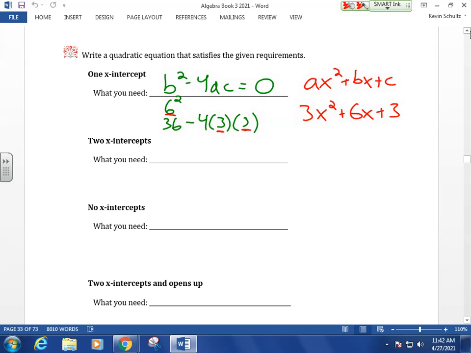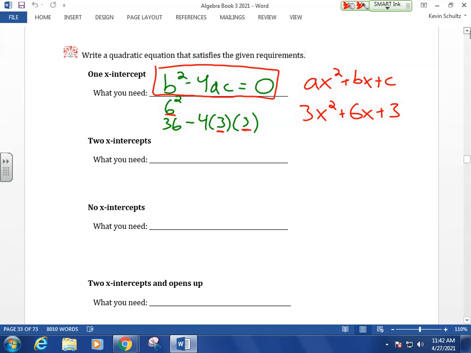Right? But the one thing that must be true to have one x-intercept is right here. The discriminant has to equal 0. And so we plugged in numbers. We really just kind of guessed and checked here. Plugged in numbers that would make that happen. And then used those values for A, B, and C in our equation. Does that make sense? Is that okay?